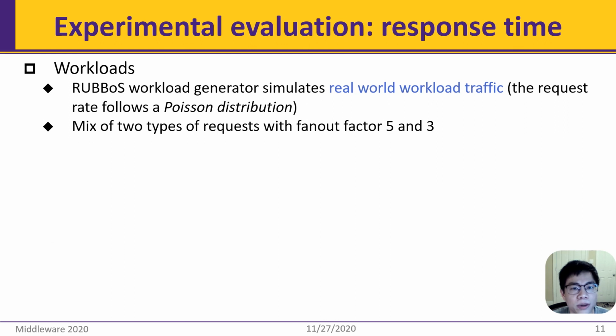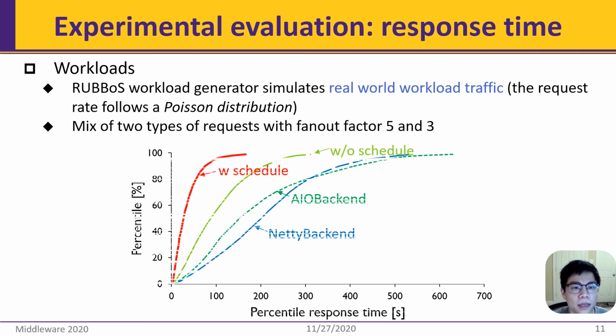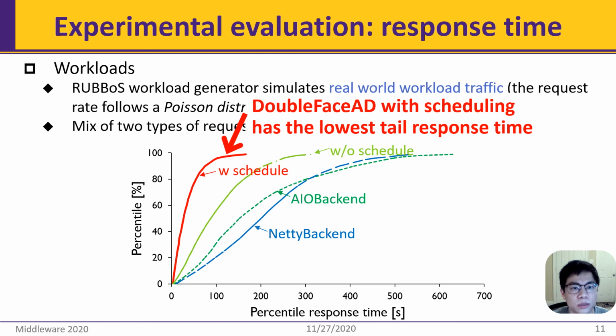We evaluate the algorithm using the YCSB dataset and RUBBoS's workload generator. RUBBoS simulates real-world workload traffic with a Poisson distribution. Our workload consists of 2 types of requests with Fanout factors 5 and 3. The experimental results show that our DoubleFaceAD with the scheduling algorithm actually has the lowest tail response time.